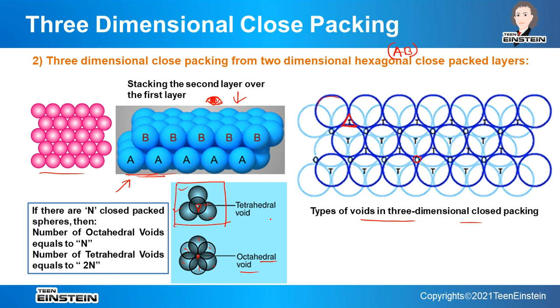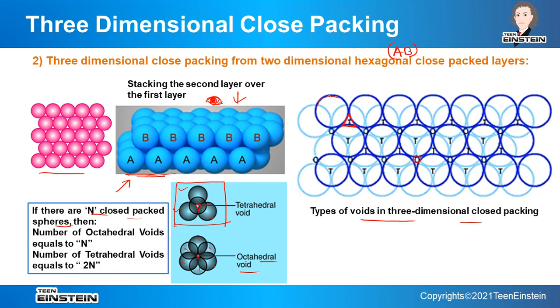So there are two types of void, tetrahedral void and octahedral void. And remember, this may be a question also: if there are n number of close packed spheres, then how many octahedral voids and how many tetrahedral voids will be there?